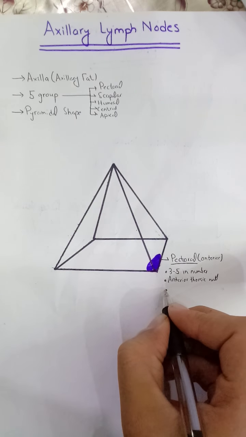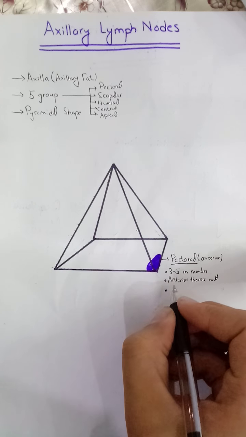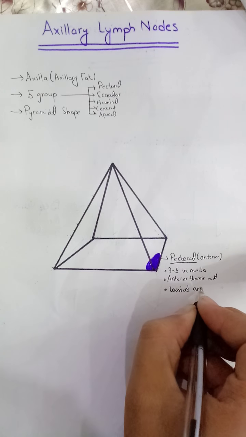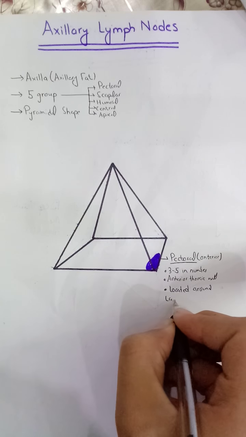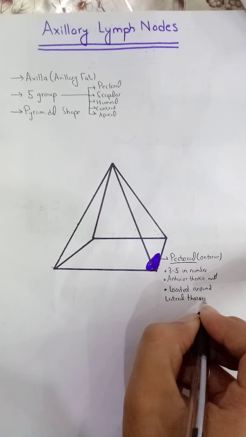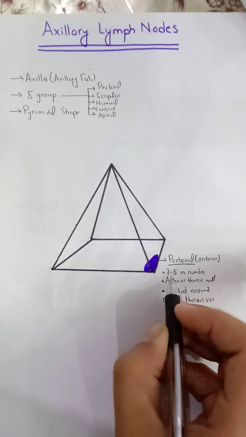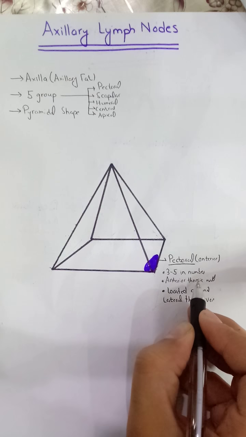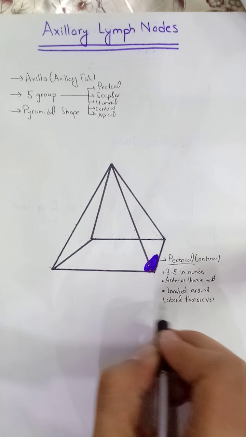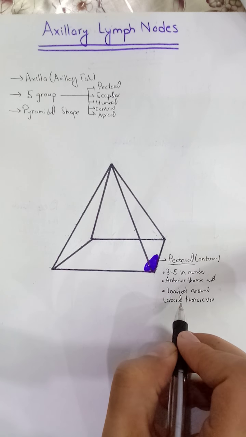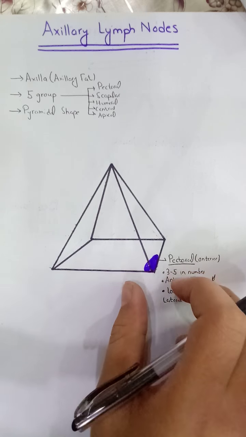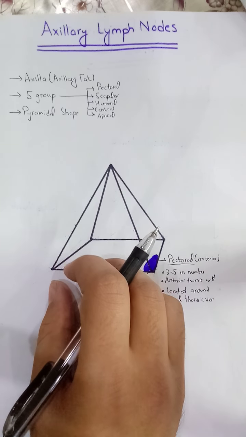They are located around the lateral thoracic vein. These are their number, then the place from which they are draining, and this is their location, that they are present around the lateral thoracic vein. We will see these 3 points in every type of lymph nodes.